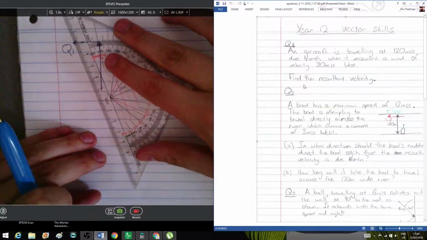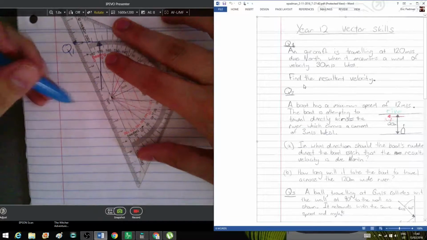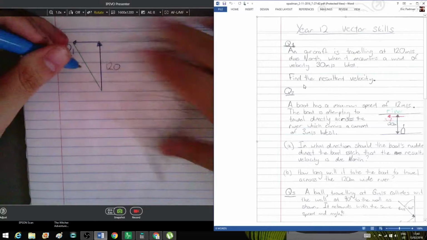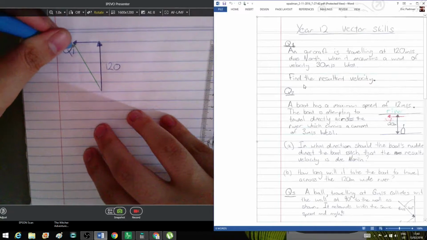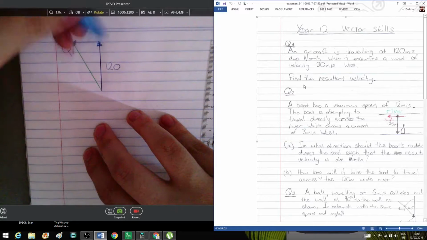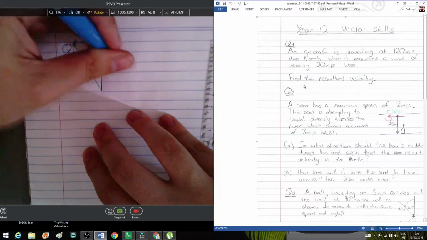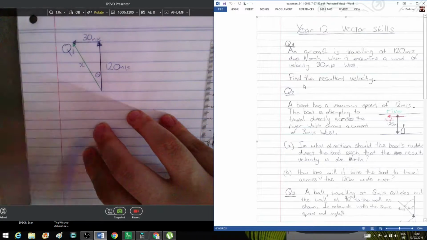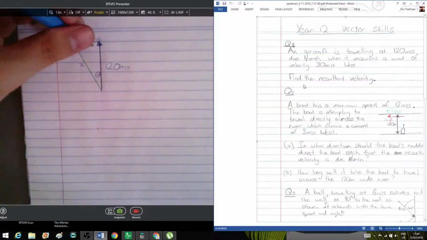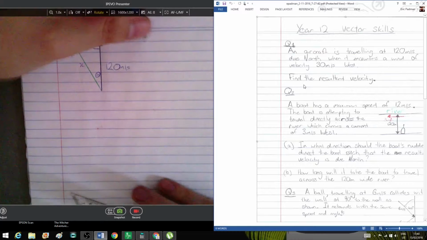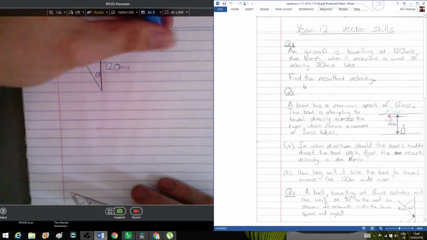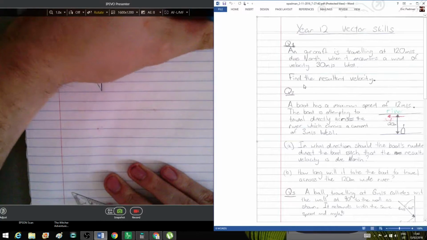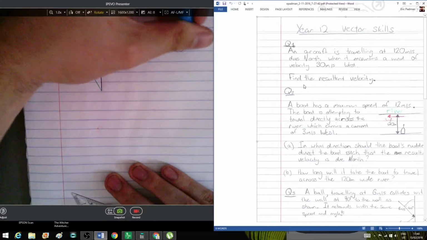Now, my resultant vector is going to go from the start of the first to the end of the second, like so. So 120, 30 meters per second west, and I need to know this, and I need to know that. Just using your basic right-angled trigonometry rules, we can work out x. I'm just going to do this in one step, so just Pythagoras. X equals the square root of the sum of the squares of these other two sides.